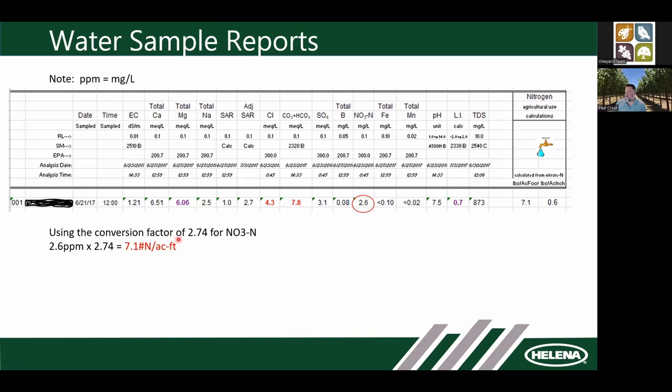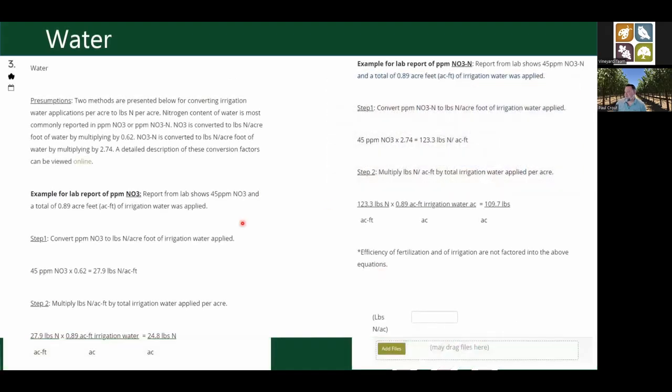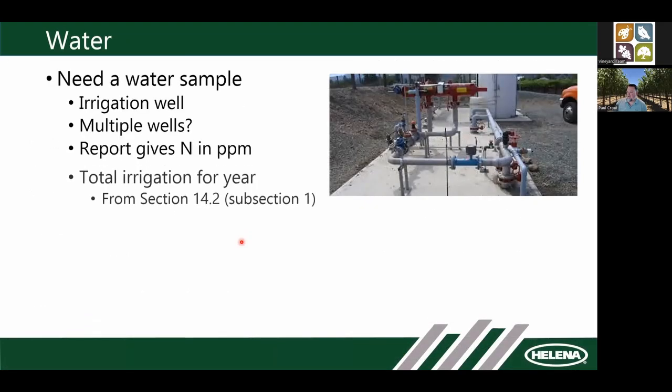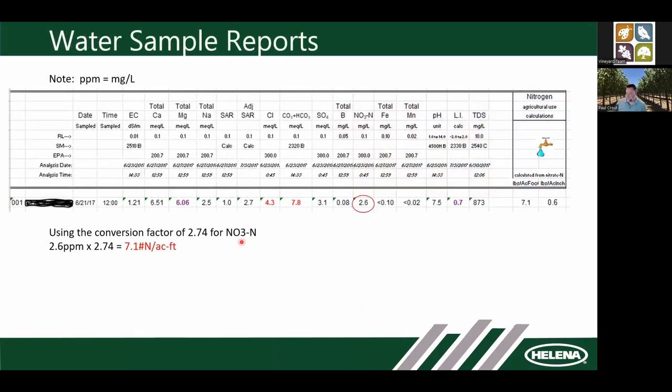So if we go back to the example, you can see that we're using NO3-N, so the multiplier is 2.74, whereas if it was nitrate, the multiplier is 0.62. And that's just how it's measured as far as the molecular weight, but we don't need to worry about that.